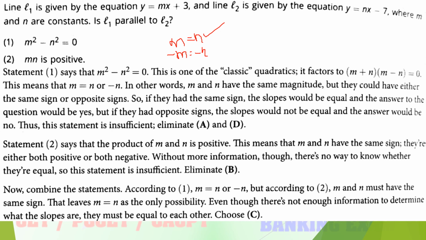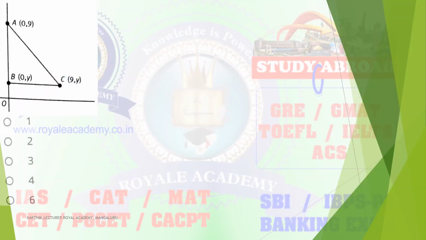So which option is correct? Option C is the correct answer. I hope all of you understood. Just a tricky question, concentrate a little bit on the question as well as the solution. Next problem.